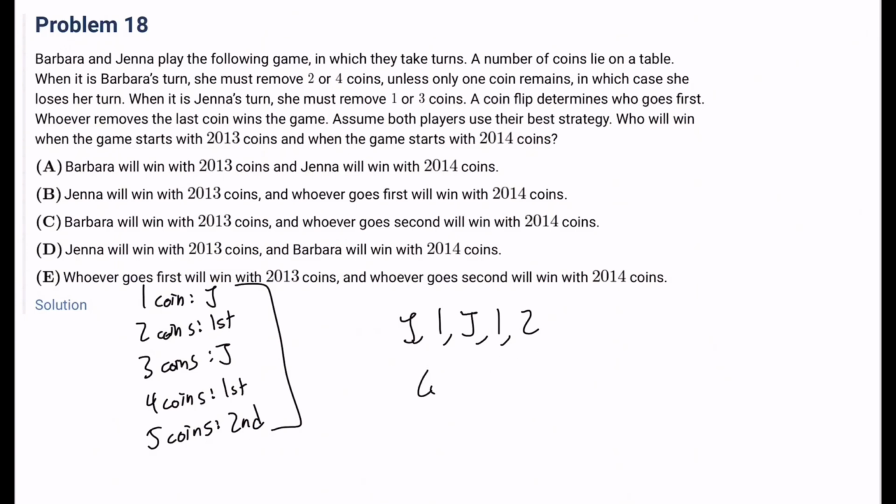And if we keep going, that means the 2013th is going to be Jenna, because 2013 mod 5 is 3, so this is for 2013. And the 2014th, that's this one, so that's going to be the first person. So that's why it's B. But if you just saw these 4 and just went with B, that's also correct.